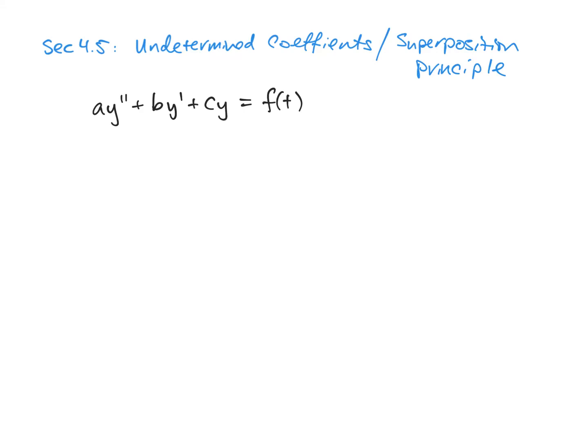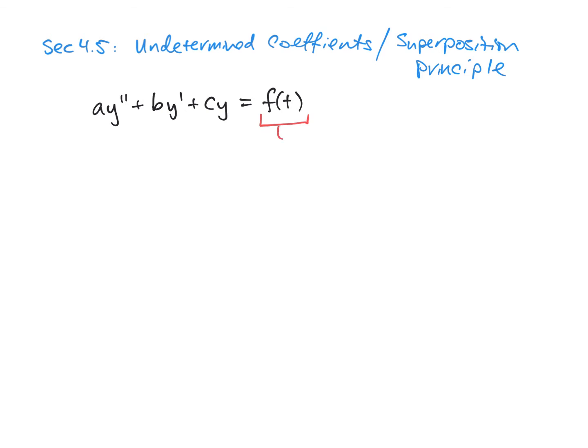Hi class. This video covers section 4.5, where we'll continue to talk about the method of undetermined coefficients and introduce what's called the superposition principle. So we are continuing to look at equations that are second order, linear, constant coefficients, and we're still looking at the non-homogeneous case where we have this non-zero right-hand side.